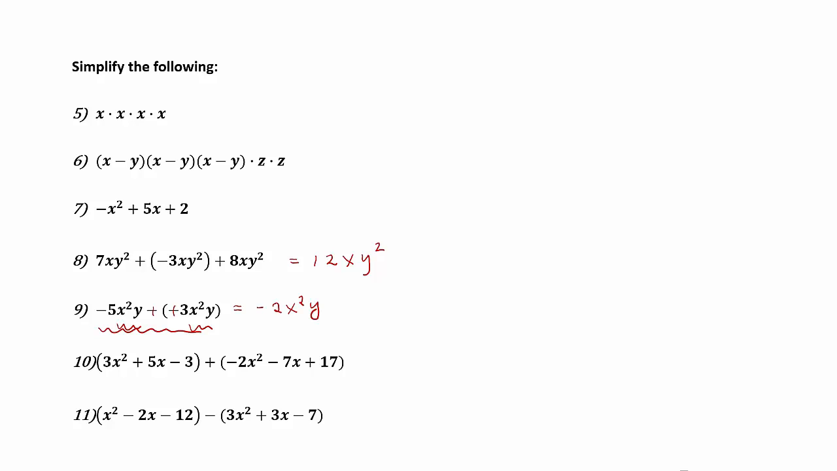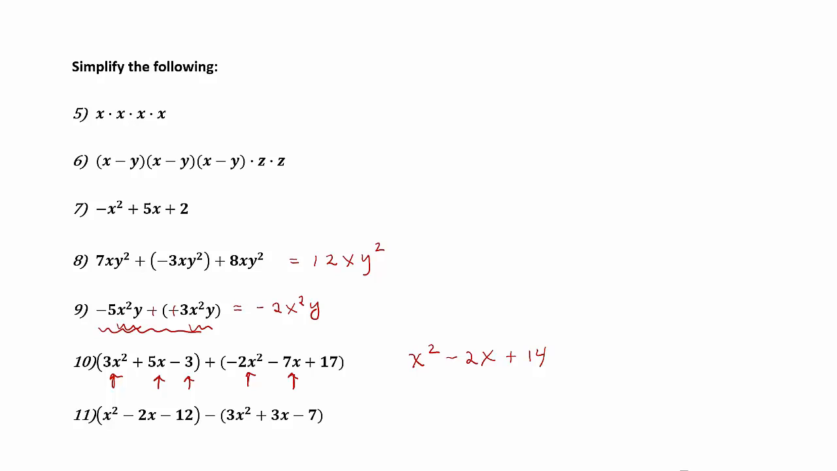This next one, before you start a problem, you really want to be aware of whether you're adding, subtracting, or whether you're multiplying. Here we're adding, subtracting, so all we're looking for is like terms. We've got a 3x squared minus a 2x squared, so that's 1x squared. We've got a 5x minus a 7x, that's minus 2x. We've got a minus 3 plus 17, and that's plus 14.